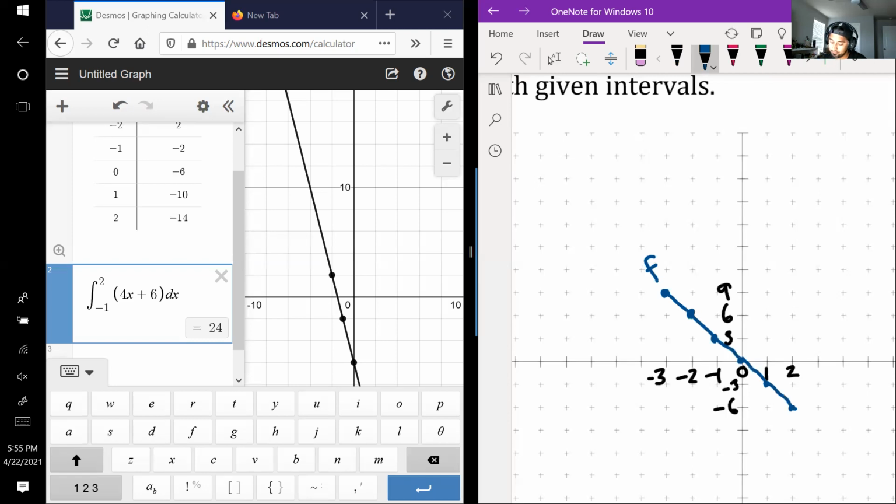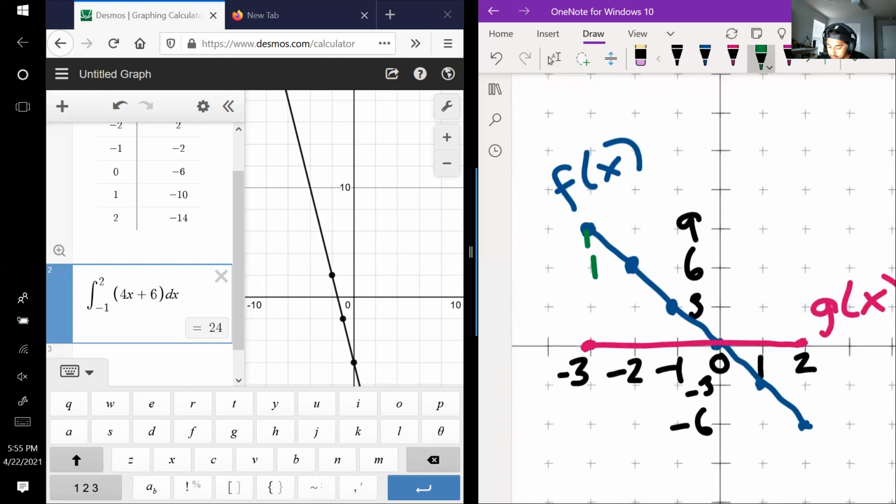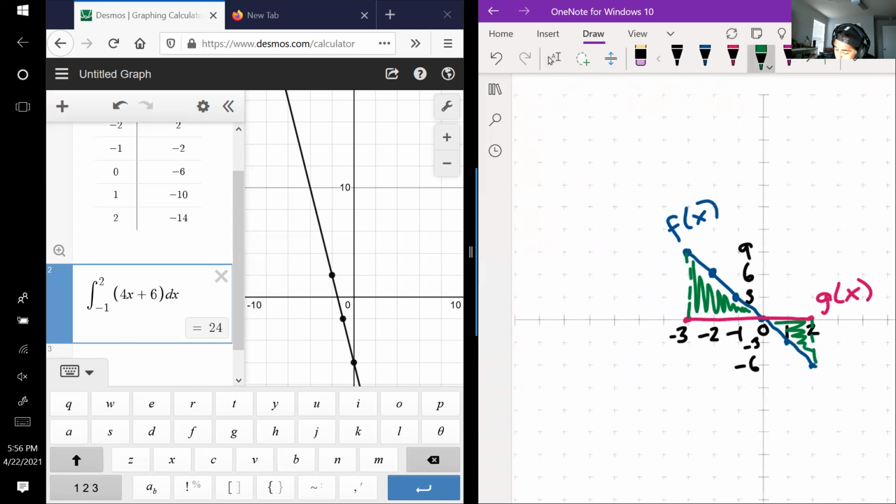Here is f of x. And then g of x is again the horizontal line from -3 to 2. And there's g of x. Okay. Zoom in a bit here so we can see what we're working with. We need to find the area between f and g over here, and then we need to find the area between g and f over here. So I'll just label it for us. Gonna be a case 3, ain't it?